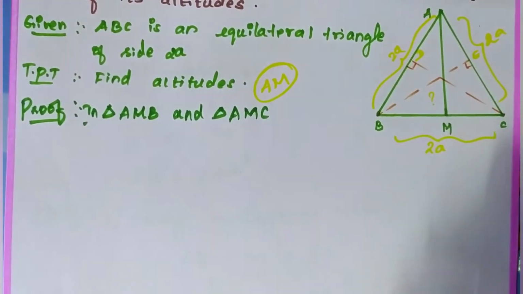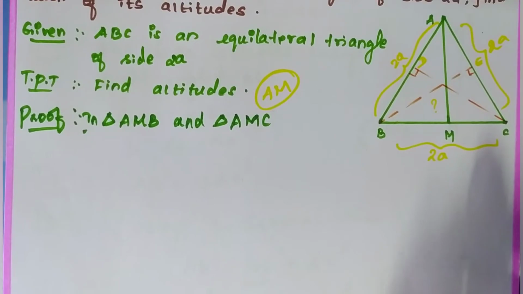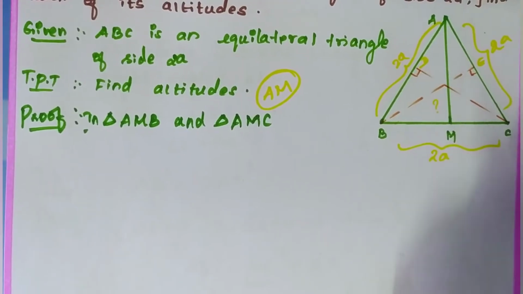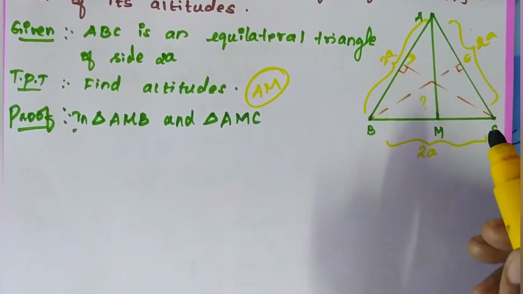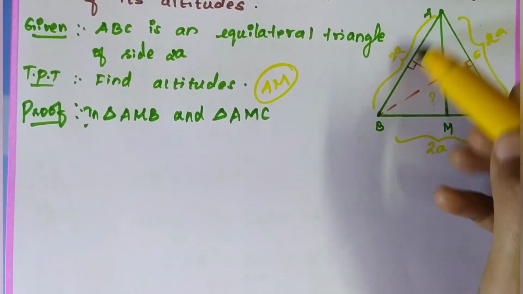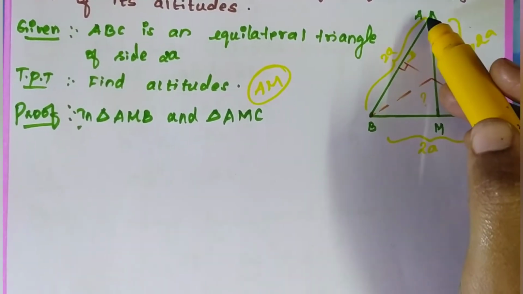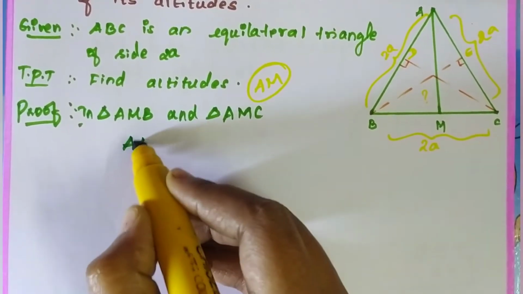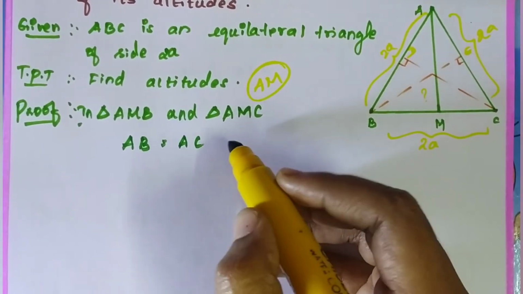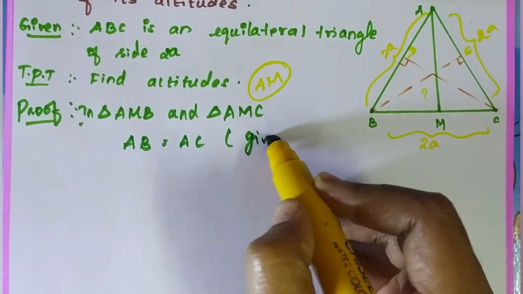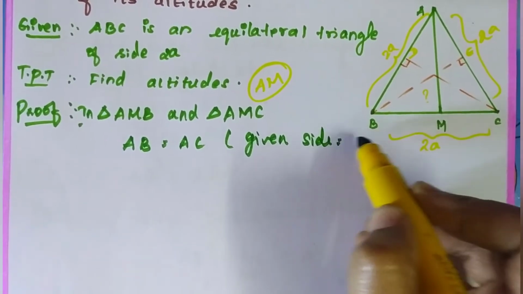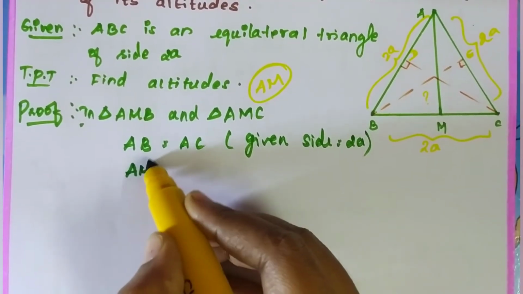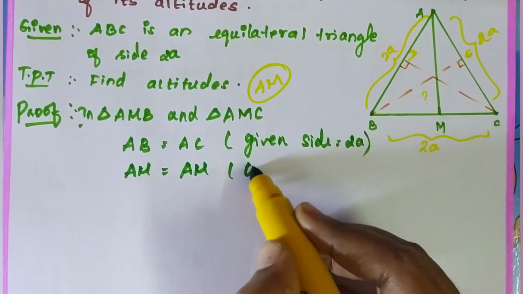How can we prove that the two triangles are congruent? In what ways can we tell? To prove congruence, we use SAS, SSS and AAA. Here I am going to use 2A is equal to 2A, that is, AB is equal to AC. The side AB is equal to AC. Clear? It is given that the sides are equal, 2A. And AM is common. AM is equal to AM, that is common.